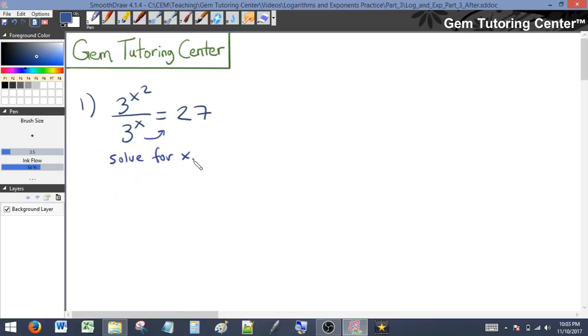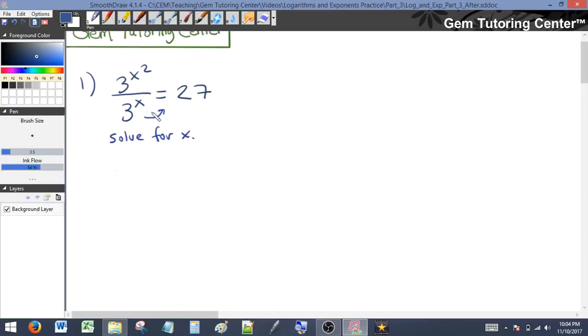So in this first problem, we have 3 to the x squared divided by 3 to the x equals 27. So the x is a superscript to the 3, and the 2 is a superscript to the x. I've actually drawn the first step here already. The first step is to move the denominator on the left to the right. So let's do that. That's going to be 3 to the x squared equals 27 times 3 to the x.